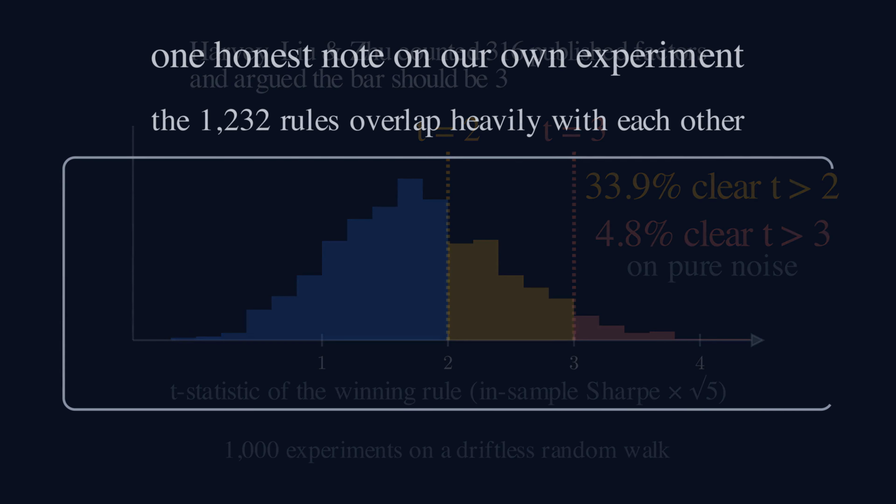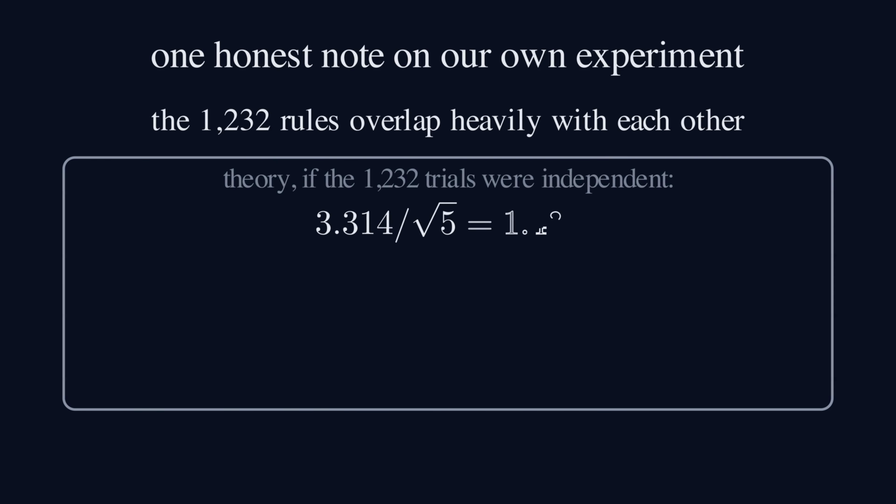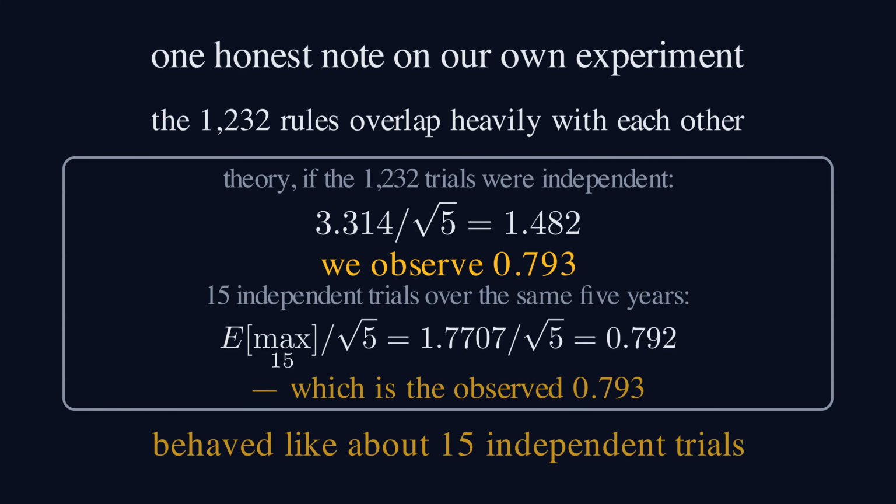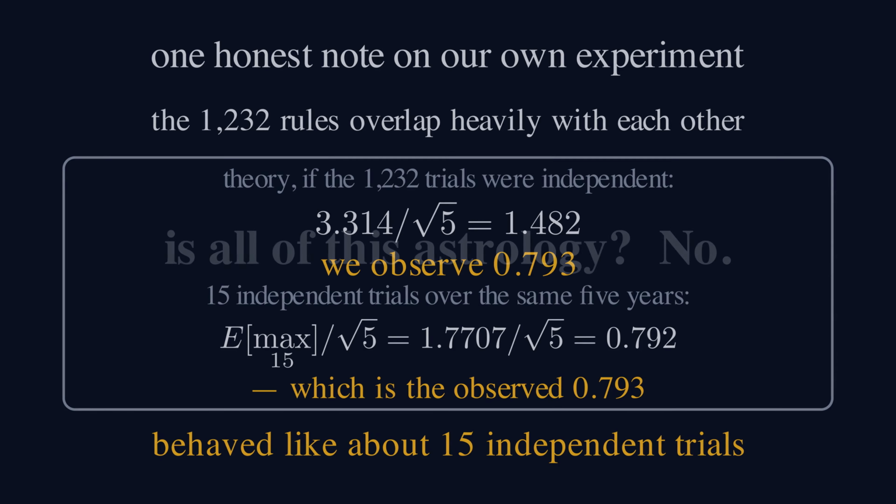One honest note on our own experiment. Those 1,200 rules overlap heavily with each other. They behaved like roughly 15 truly independent tries over 5 years. Which is why the damage isn't bigger. So is all of this astrology? No. And I'm not going to pretend it is.